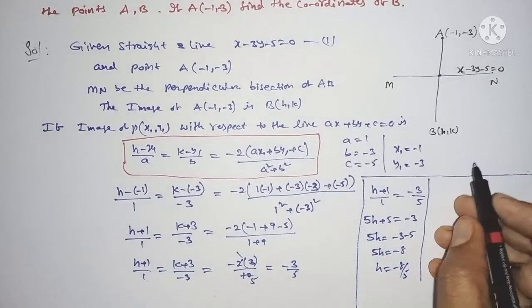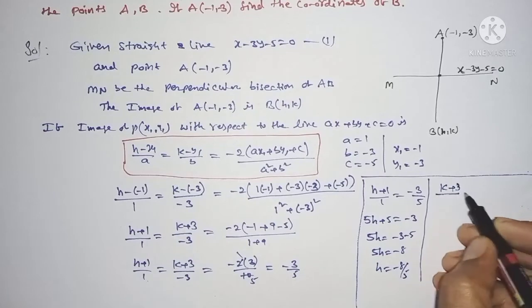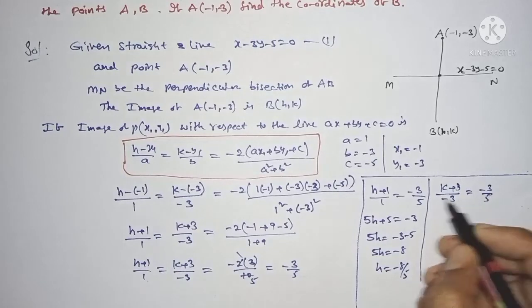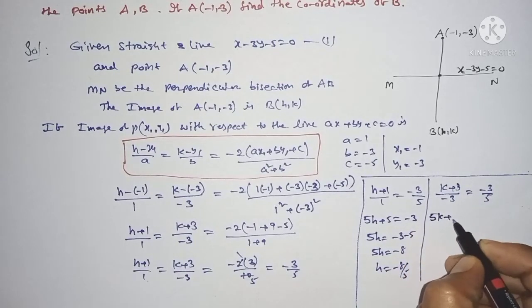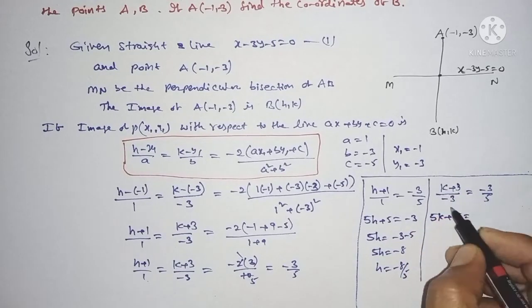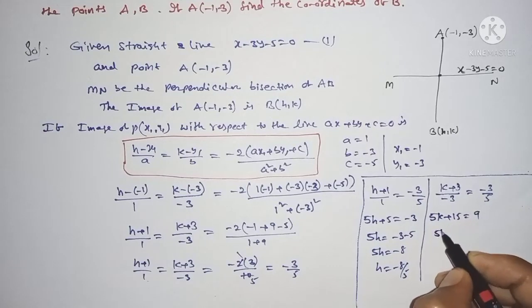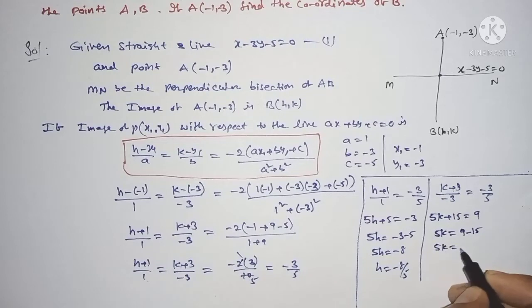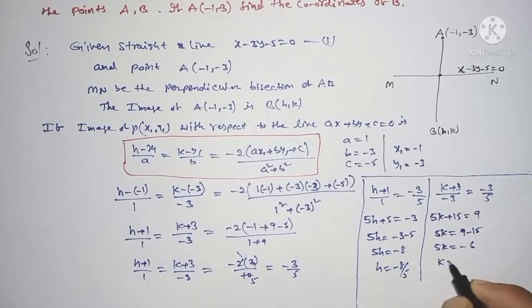k is equal to (k plus 3) by minus 3 is equal to minus 3 by 5. Cross multiplication: 5k plus 15 is equal to, minus into minus plus 3. Therefore, 5k is equal to 9 minus 15, so 5k is equal to minus 6. k is equal to minus 6 by 5. Therefore, h comma k is our answer, minus 8 by 5 comma 6 by 5.